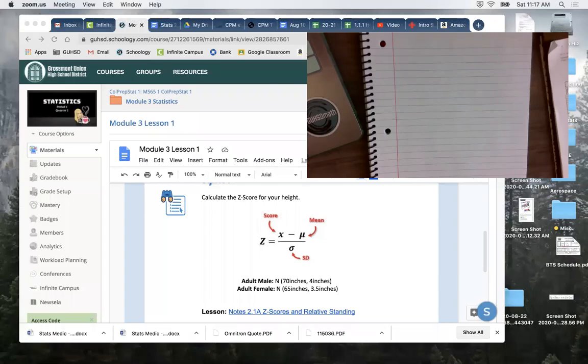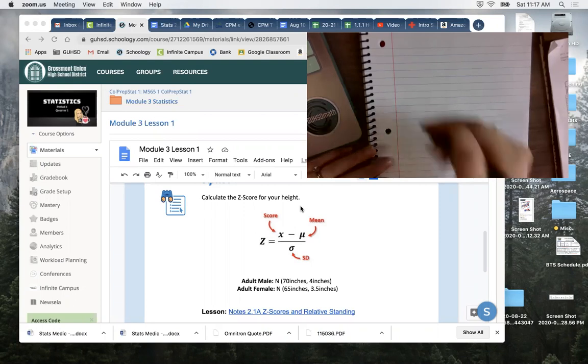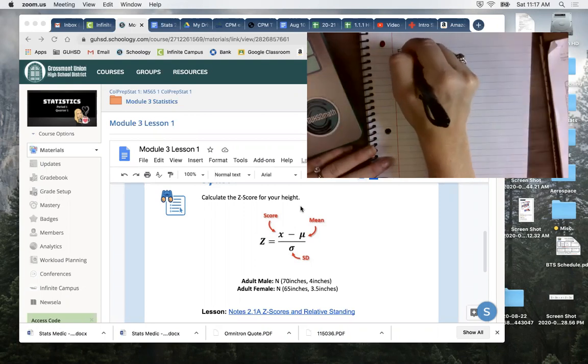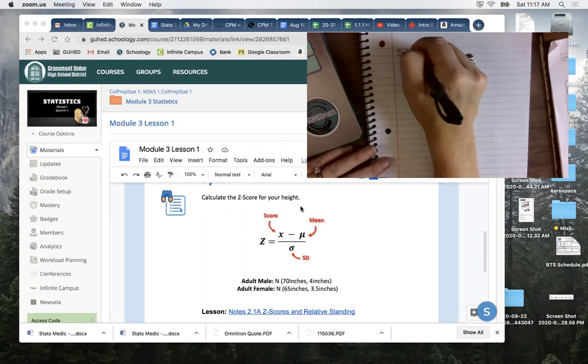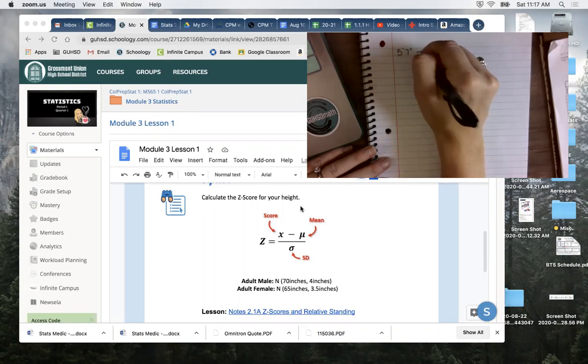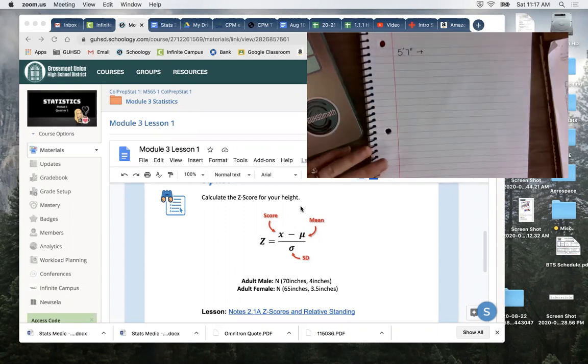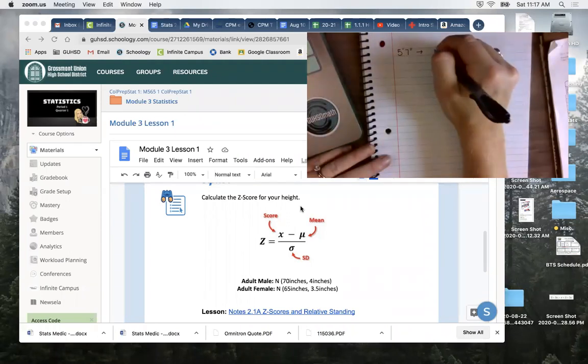Okay, so now I'm going to do an example of calculating the z-score, and I'm going to use the lesson that we have here where I ask you to calculate your z-score for your height. So I am 5'7". To first calculate it, because it's giving me the mean and standard deviation in inches, I first have to figure out what my height is in inches.